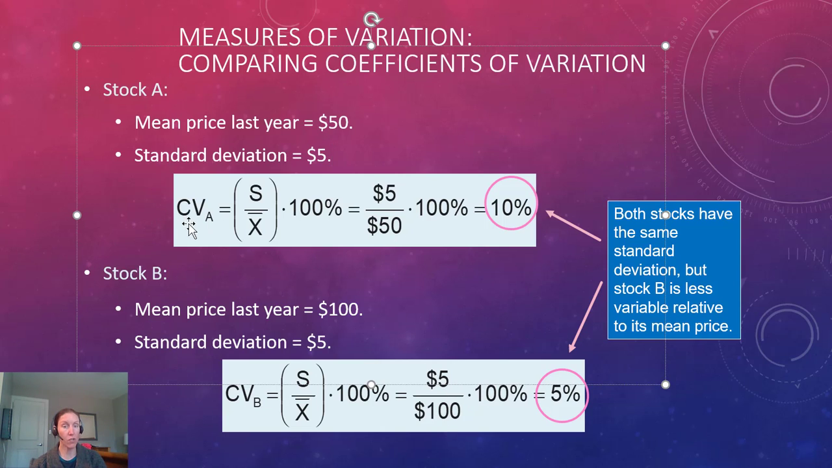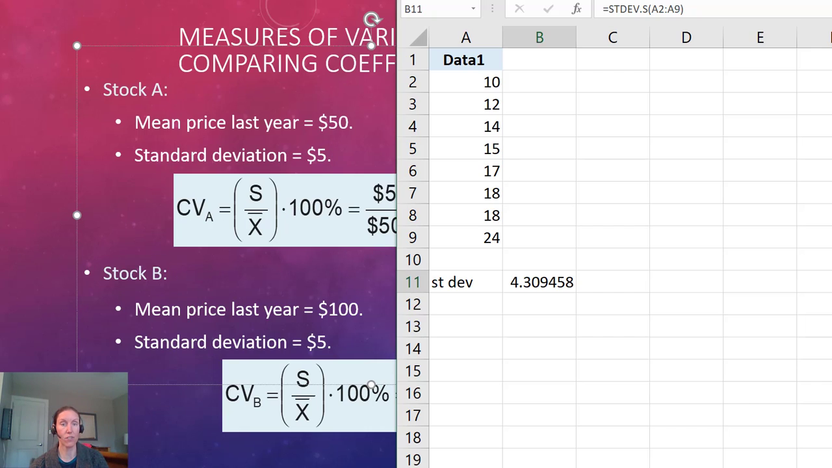So the coefficient of variation is very useful to look at when you're comparing different data sets, for example, different stocks that you're thinking about investing in. This one is definitely riskier. You could stand to make more, you could stand to lose more. This one is definitely less risky. Again, the coefficient of variation is the standard deviation divided by the mean times 100. So let's go look at that in the context of these two stocks.